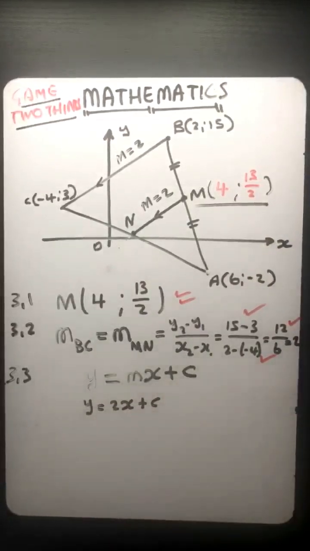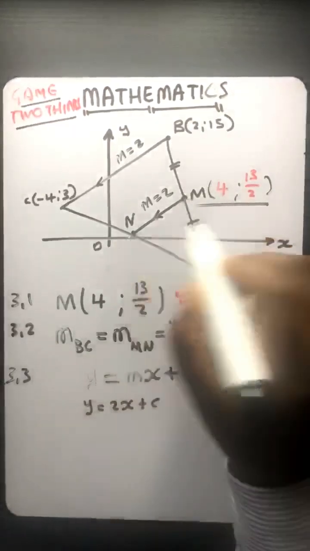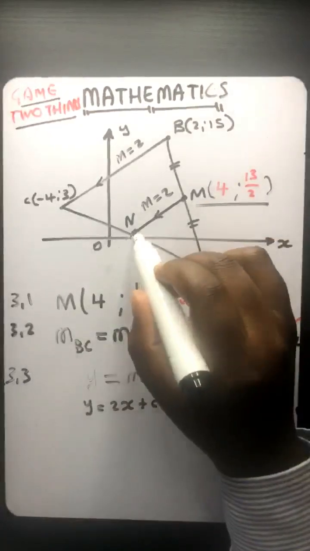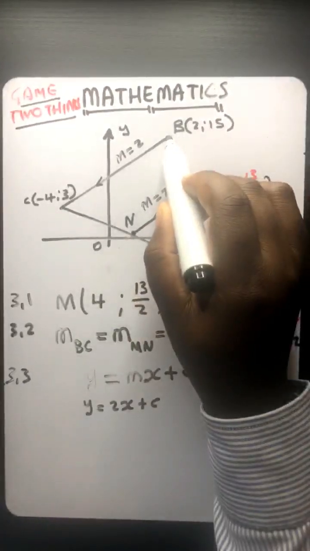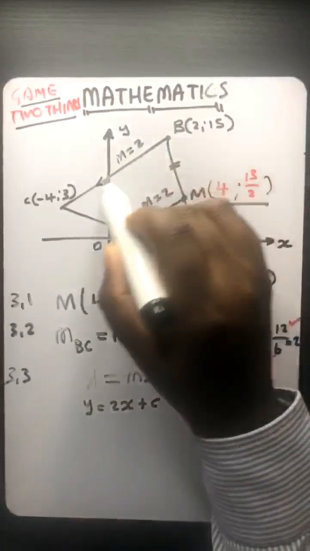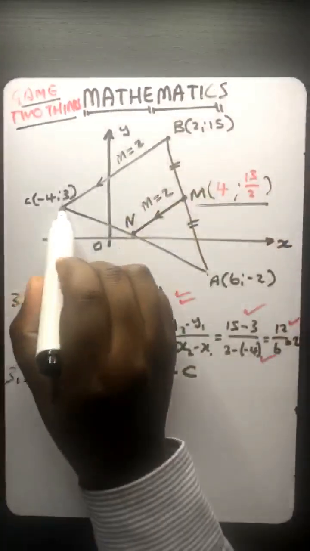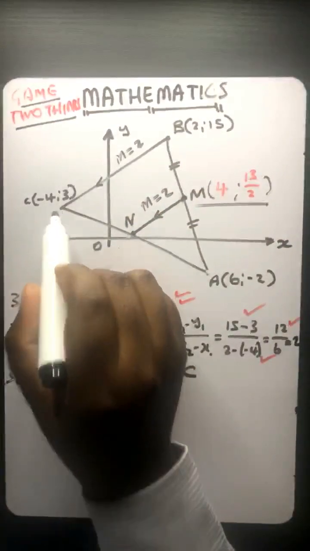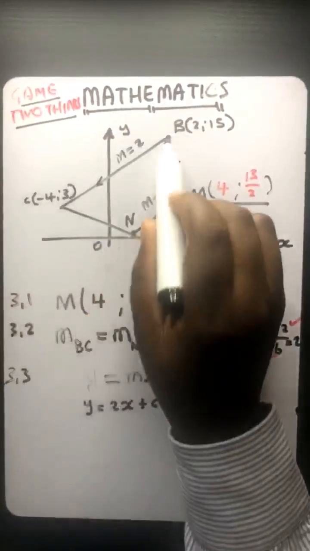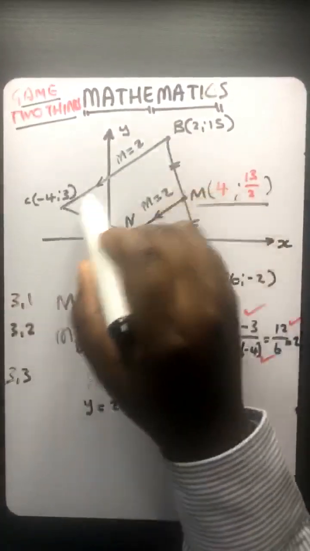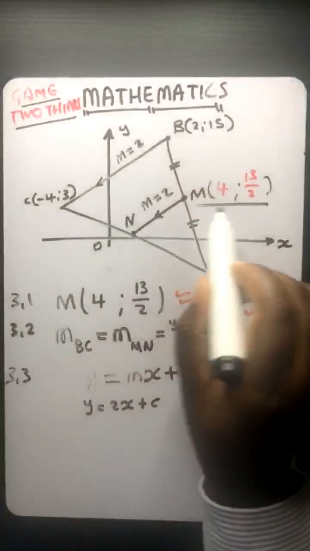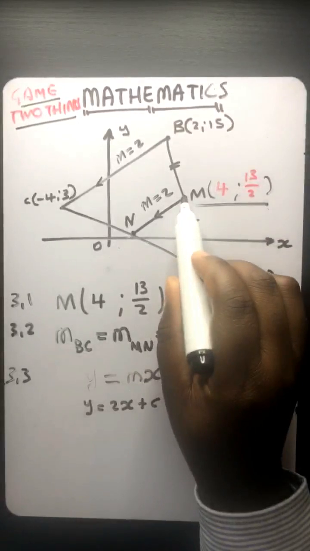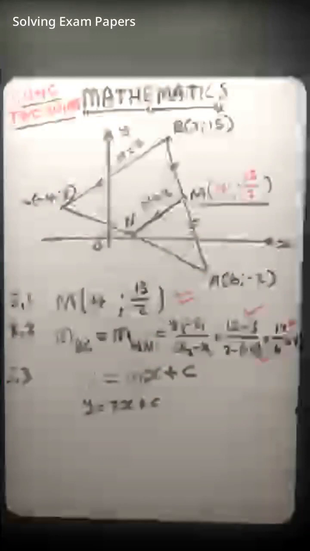Then you need 1 point on that line. If you use this point, it means the equation that you're going to get is for that line. If you use this point, for example, it means the equation that you're going to get is for that line. Why? Because the point that you are using is on that line. So in this case, if you use that point, which is point M, which is on that line, the equation is going to be for that line.